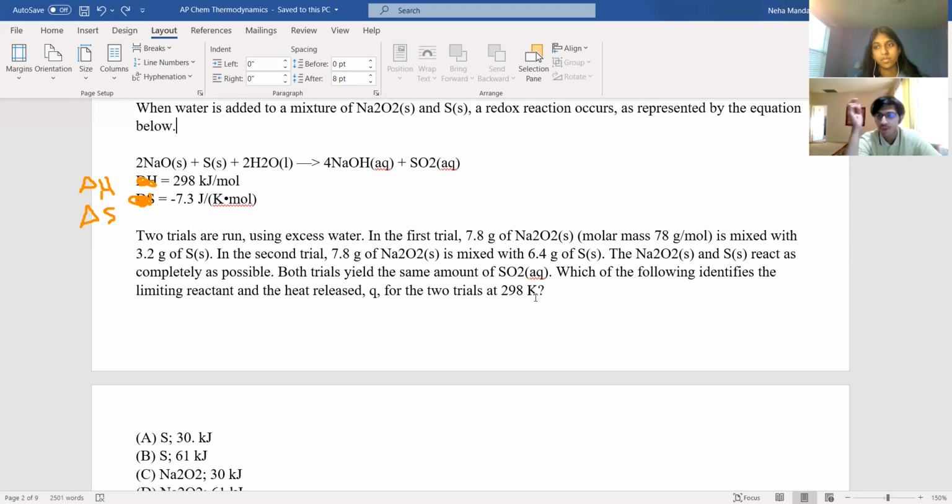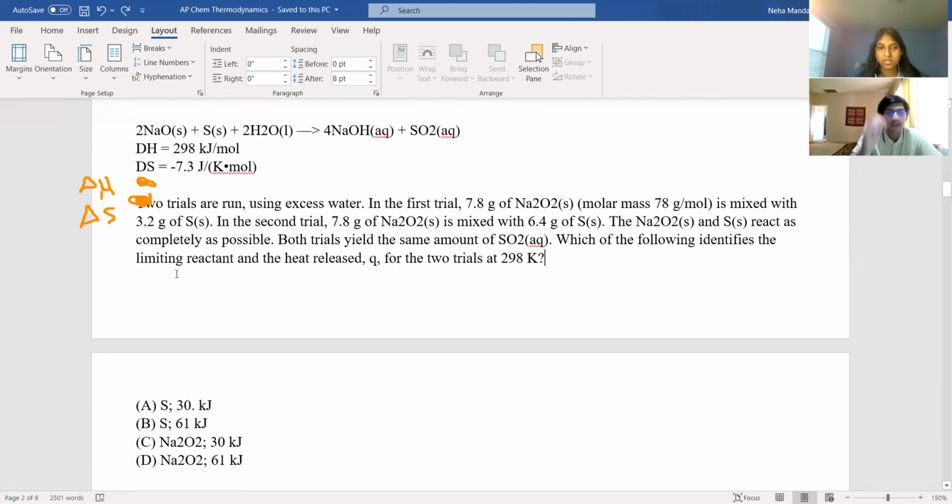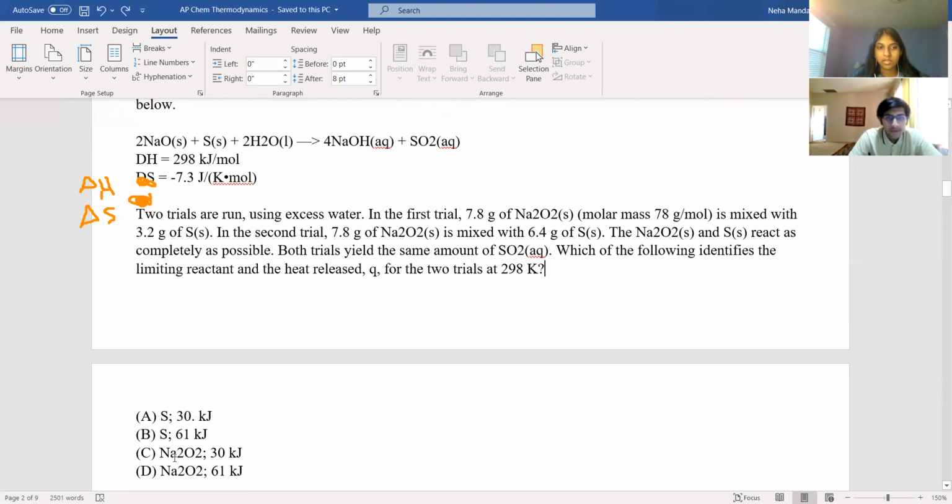Can you walk through the logic? Oh yeah. So they increase the amount of S, but the amount yielded is still the same. So that means we already had enough of S. Increasing it didn't affect anything. We had to increase Na2O2. So that's what I'm thinking. So the limiting reactant we think is Na2O2, and then finding heat released for 2 trials. Okay. I don't know.